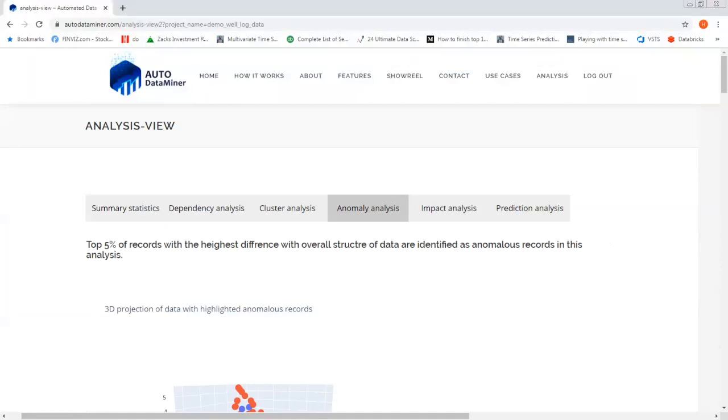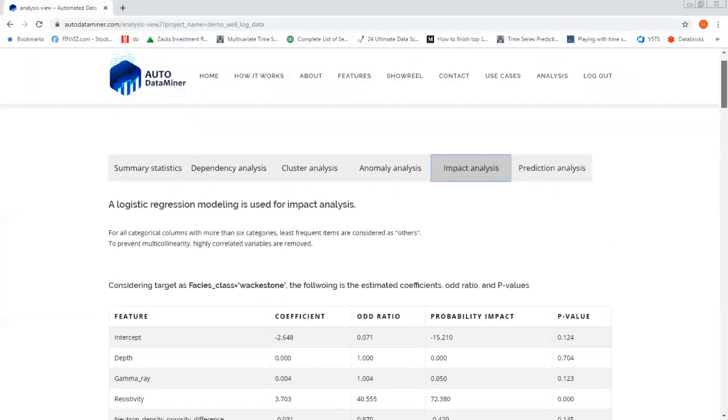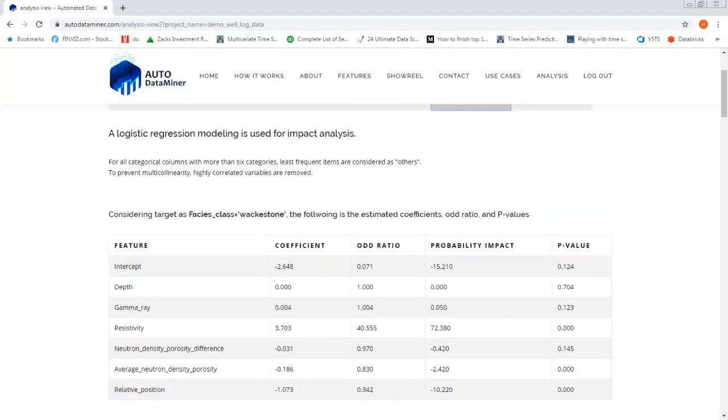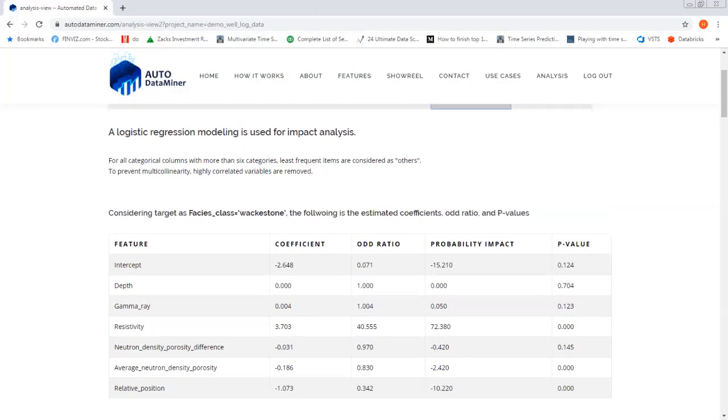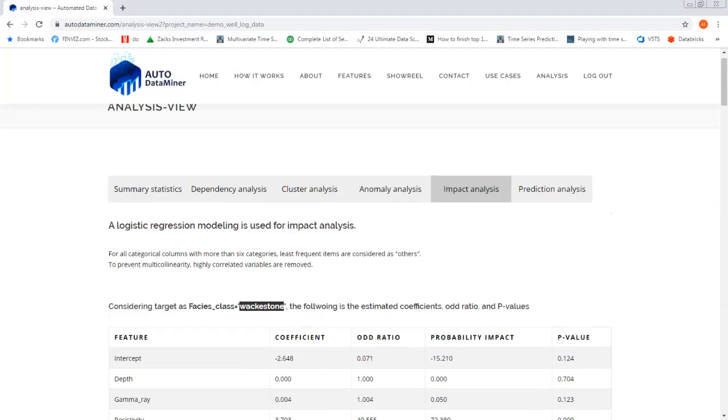So now let's go to the two most important pieces of our analysis. The first one is called impact analysis. In impact analysis, we are trying to see the impact of other columns on the target column. Because here we have 6 classes, this system generated 6 types of impact analysis for different classes. For example, here it's considering the target as facies class equals Wackestone, and this is a logistic regression.